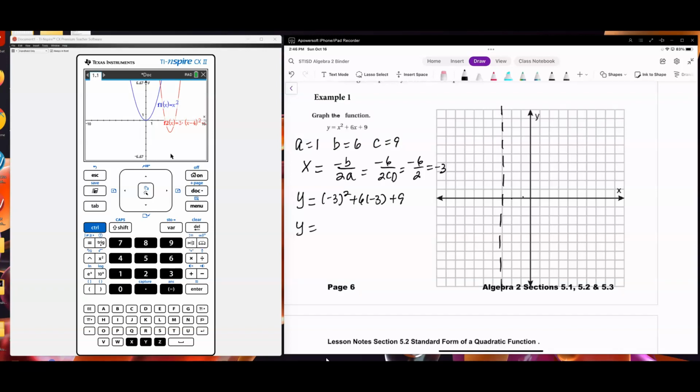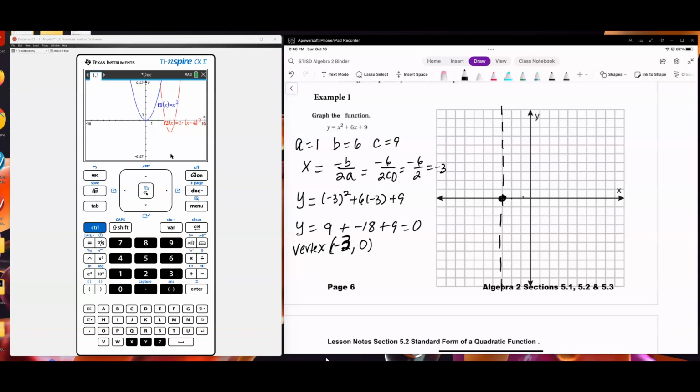Negative 3 squared is 9. 6 times negative 3 is negative 18 plus 9. 9 plus negative 18 is negative 9. Negative 9 plus 9 is 0. So what's the vertex? The vertex is negative 3, 0.